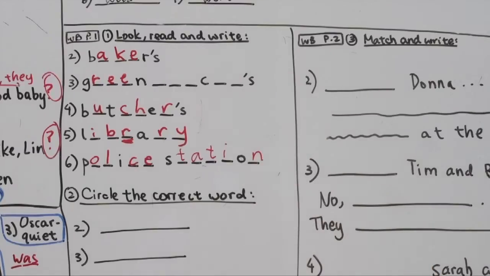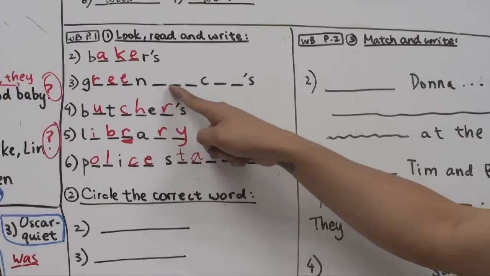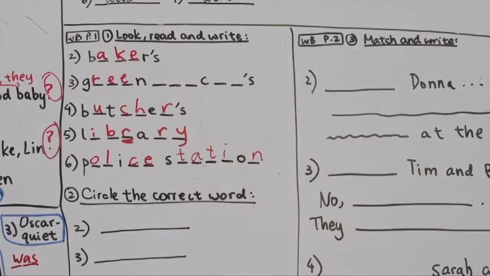S-T-A-T-I-O-N. Station. Alright? Now try to spell grocers. I'll give you 30 seconds. Spell grocers and I'll show you how. Grocers. Grocers. Almost. Very good.